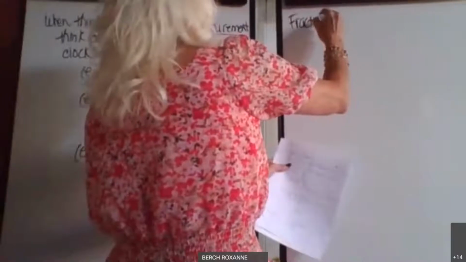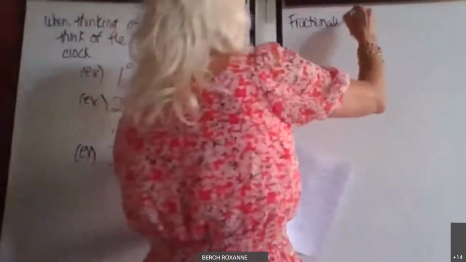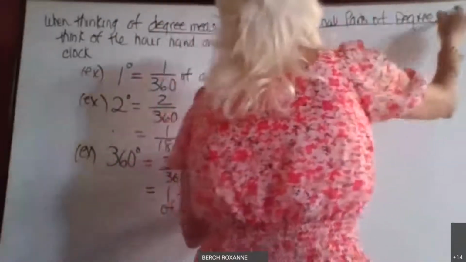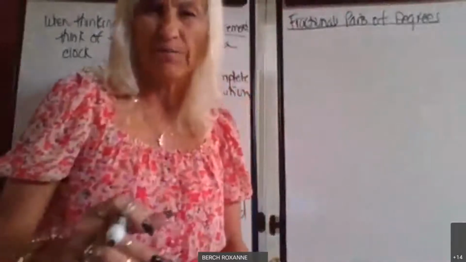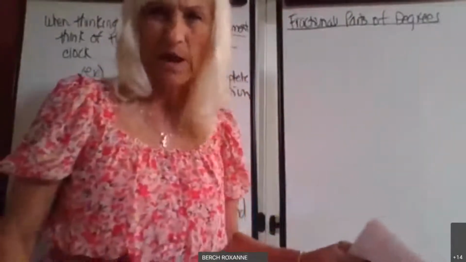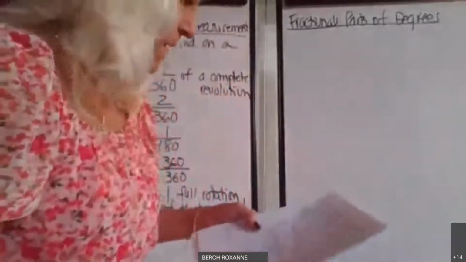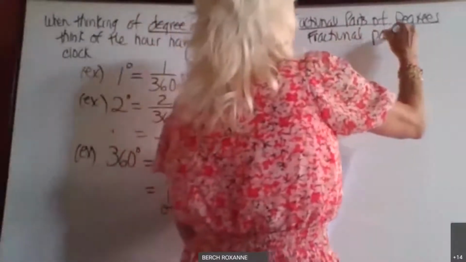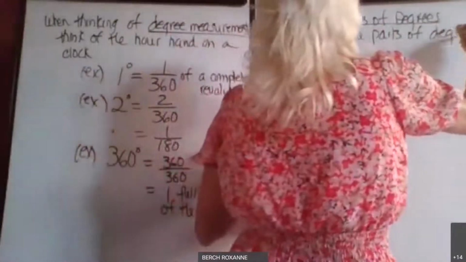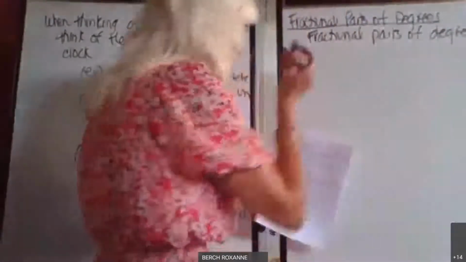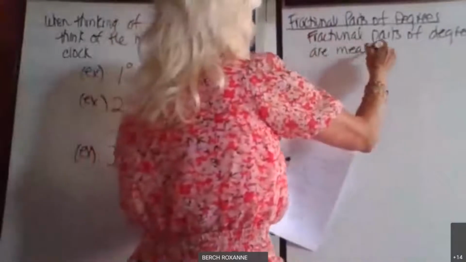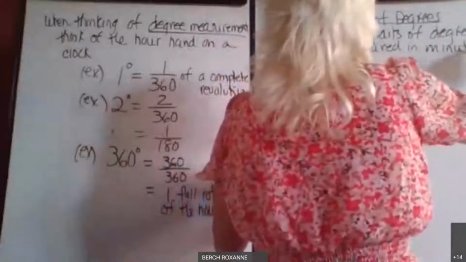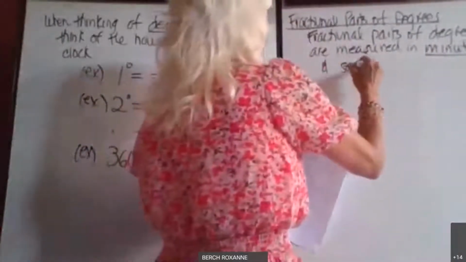So let's take a look at fractional parts of degrees. Now I'm showing you some stuff that by hand, we're not going to do anything by hand. We're going to use a calculator. Okay. So I'm just showing you conceptually what's going on. So fractional parts of degrees are measured in minutes and seconds. Believe it or not.